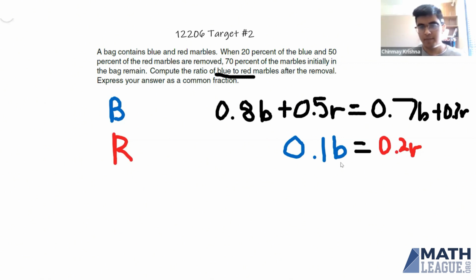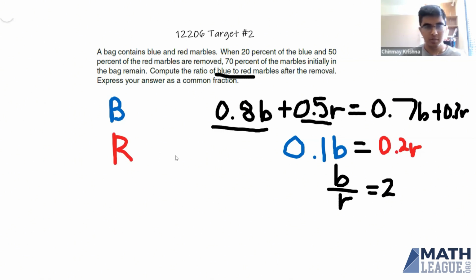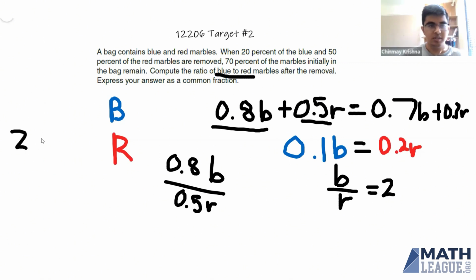So when we do that, we get B over R is equal to 0.2 divided by 0.1, or this is 2. But this ratio is the ratio of blue to red marbles before we removed marbles, but the question is asking for after the removal. So what we're trying to find is this to this. So that'd be 0.8 B over 0.5 R. And so we can find that just by multiplying 2 by 8/5, which is what we get when we do this fraction. So 2 times 8/5 would be 16/5, and that would be our answer.